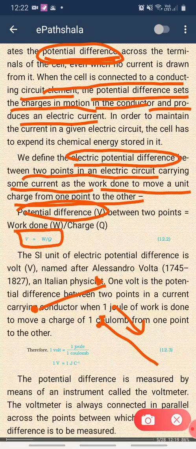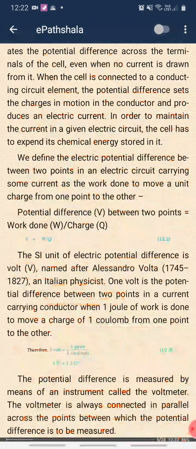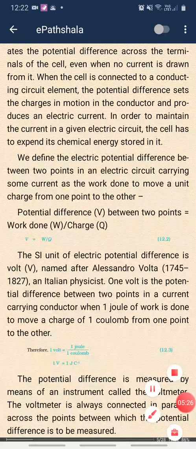There has to be some difference. Here should be more water, here should be less water, then only it will move down. In the same way, this potential difference is being created between the 2 points so that the charges can flow. This is the expression: V is equal to W upon Q.